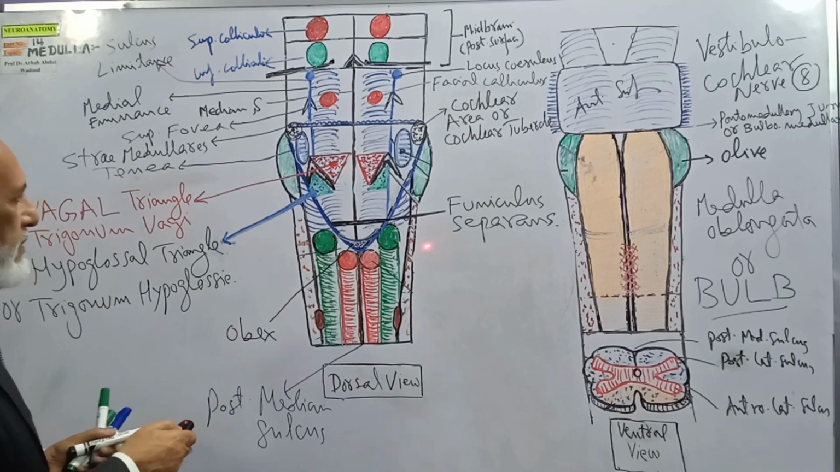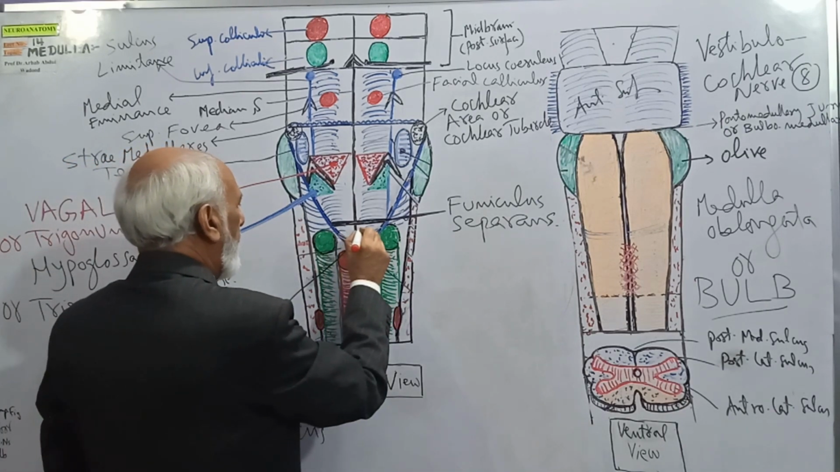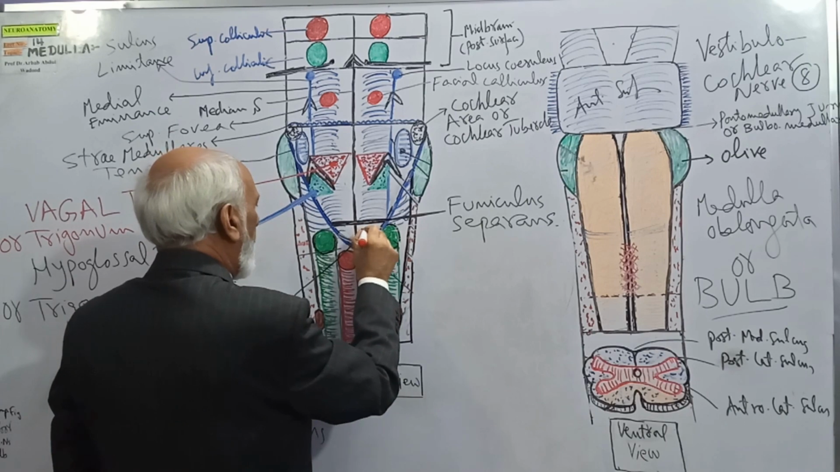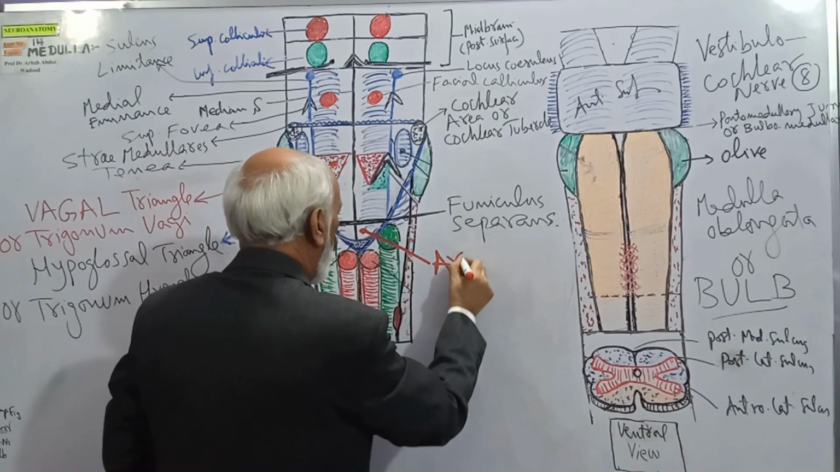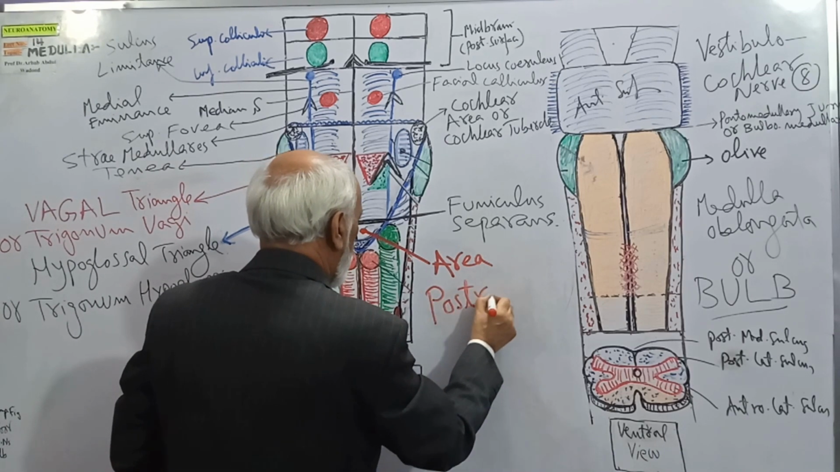In the lower part of the dorsal surface of the open part of the medulla oblongata, just above the apex, there is a fold called the obex. Above this there is a horizontally running band of white matter known as the funiculus separans. Now, what is this triangular area on each side below the funiculus separans? This is known as the area postrema.